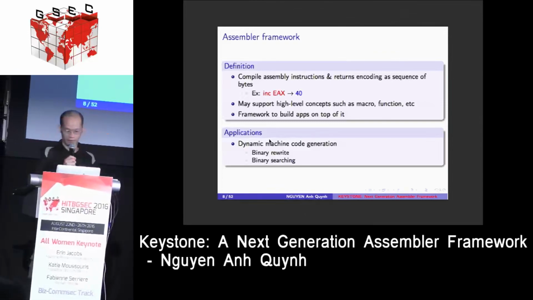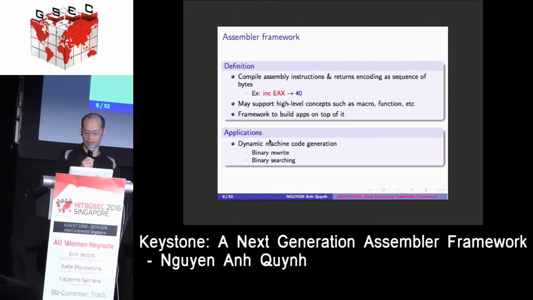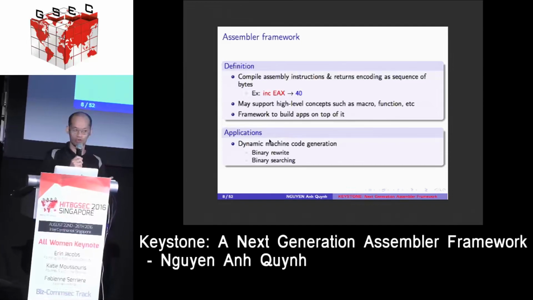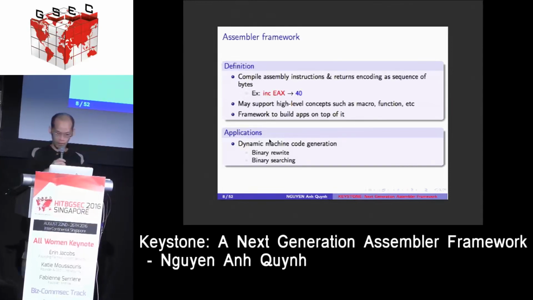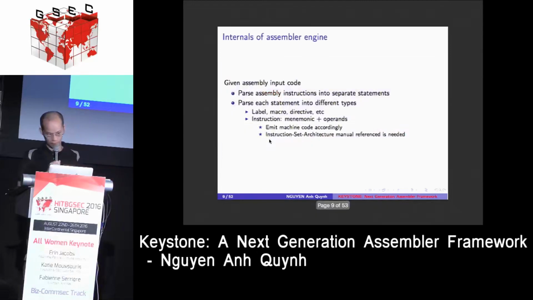So the assembler might support high-level concepts like macros or functions. And here we actually want to emphasize frameworks. We do not want just a tool, but we want a framework, which means it allows you to build tools on top of it. So typically reversing tools can use assembler frameworks to dynamically compile code at runtime. And as output, you have a binary. And the binary can be used for binary patching or binary rewriting. Yeah, those are the applications.